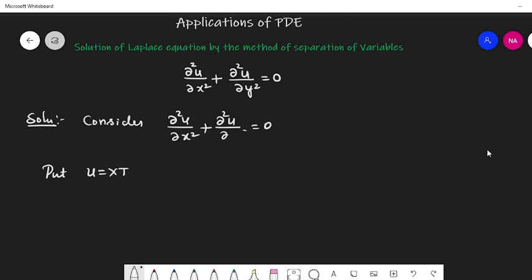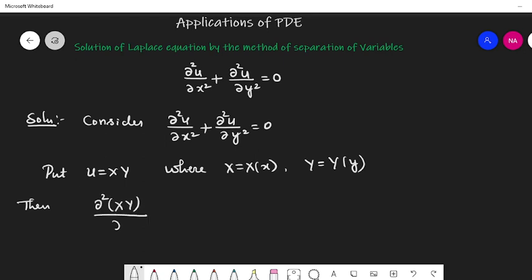Here we have y, right? We have to take capital Y, where capital X is a function of small x and capital Y is a function of small y. Then this equation will become dou square of XY by dou x square plus dou square of XY by dou y square equal to 0.